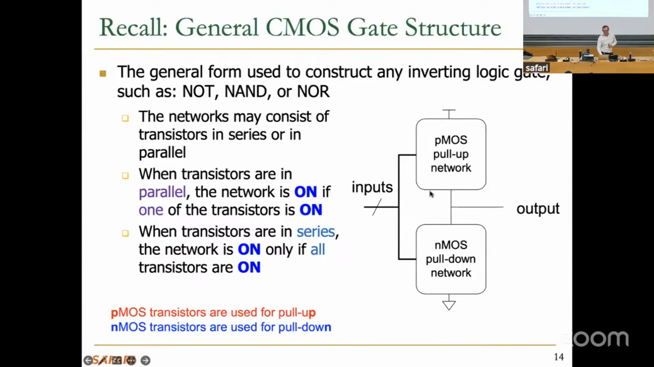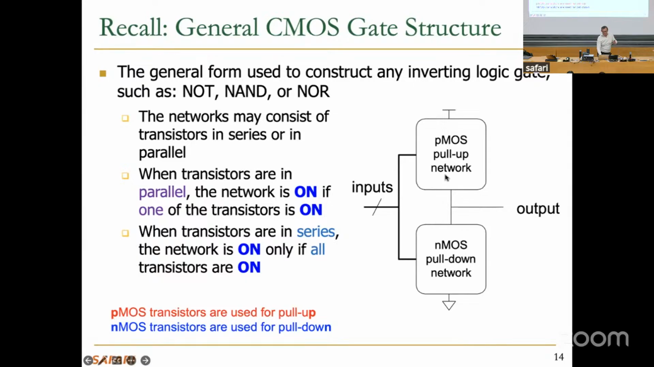I basically said this is the general form we use to construct any inverting logic gate. This is the CMOS gate structure. You have two networks. You have one network that's made up of PMOS transistors. It could be transistors in series or in parallel. But these transistors are connected to 3 volts because PMOS transistors are good at pulling up the output. They're very bad at pulling down. You never connect them to the ground. You always connect them to the top, which is, in this case, 3 volts.